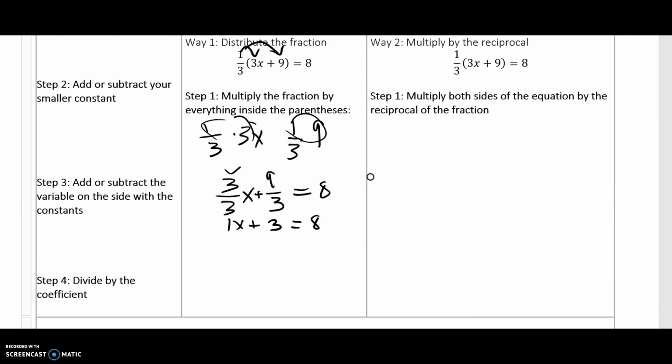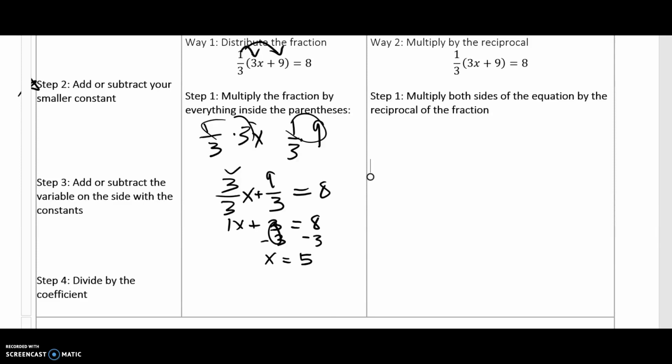From here, we're going to look at step 2, which is add or subtract my smaller constant. So I'm going to subtract 3 so I can keep things positive here. So that's going to zero out from this side, and I'm left with x equals 5. I didn't have to do anything more than that. So these other steps 3 and 4 may apply to a different equation.